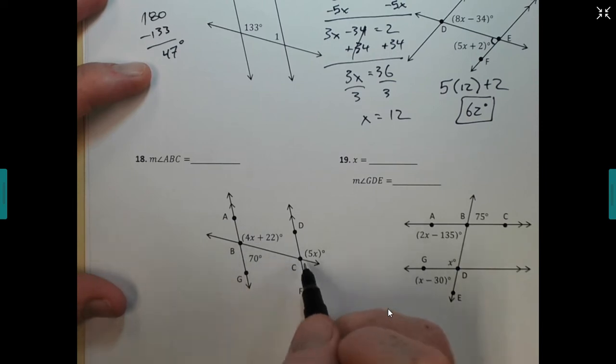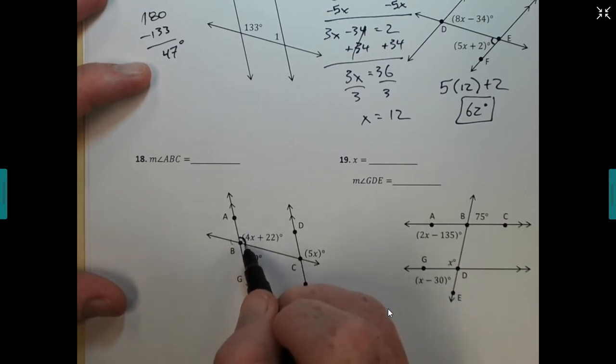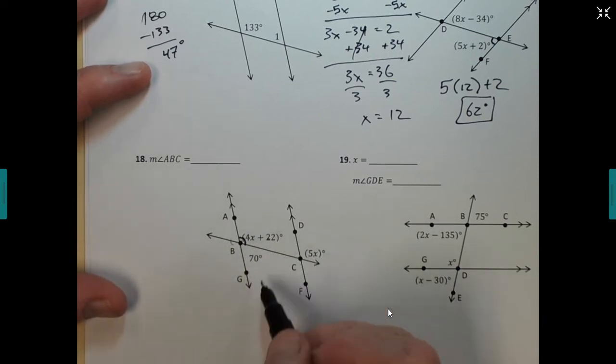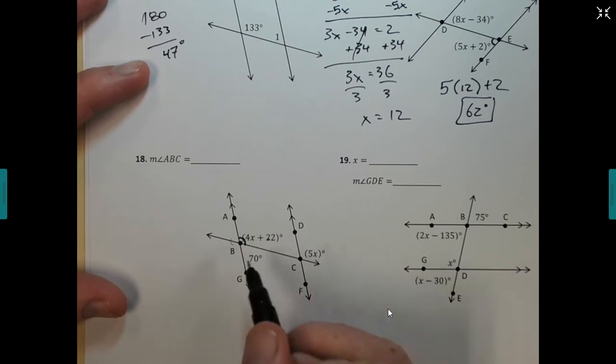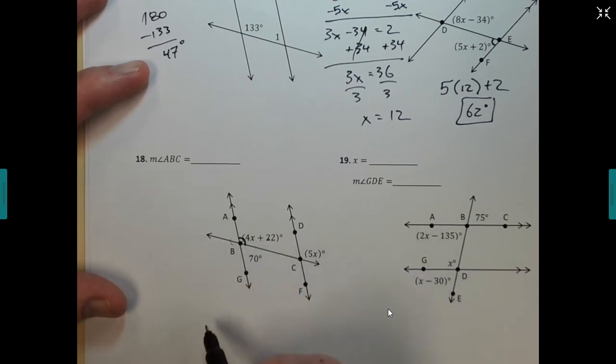I want to find measure of angle ABC. That's this one right here. So I want to use this, and I can use whatever I want. I'm just going to use this linear pair right here. 4x plus 22 plus 70 equals 180.